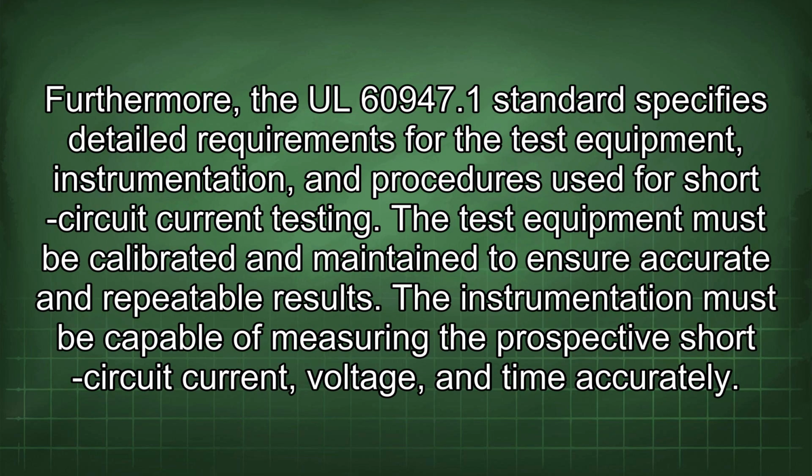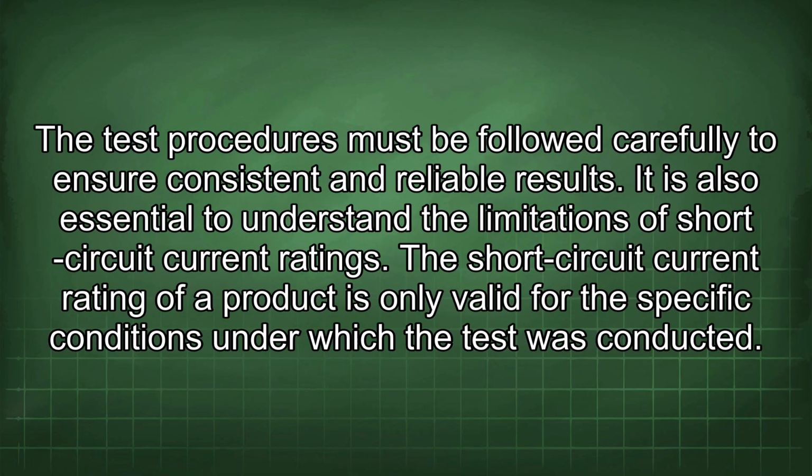results. Furthermore, the UL 60947.1 standard specifies detailed requirements for the test equipment, instrumentation, and procedures used for short-circuit current testing. The test equipment must be calibrated and maintained to ensure accurate and repeatable results. The instrumentation must be capable of measuring the prospective short-circuit current, voltage, and time accurately. The test procedures must be followed carefully to ensure consistent and reliable results.